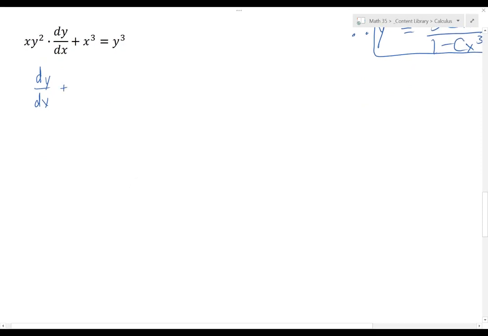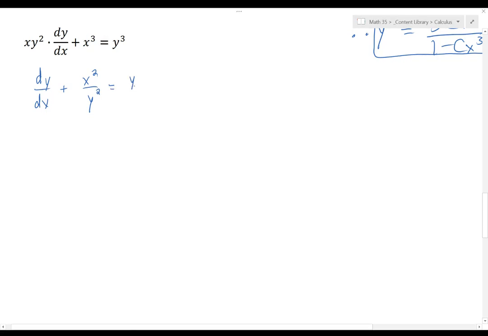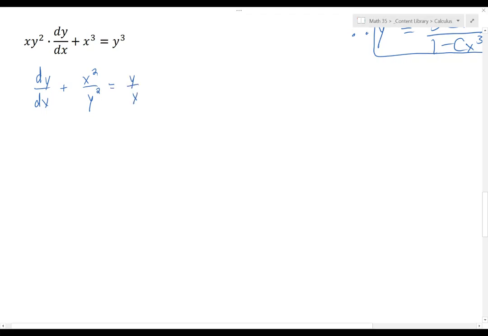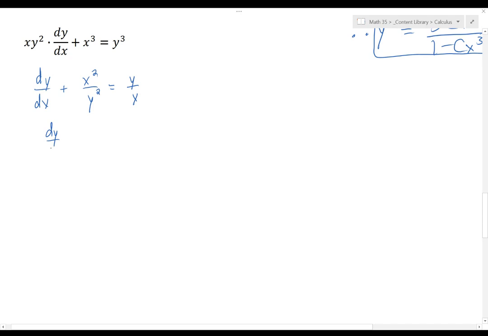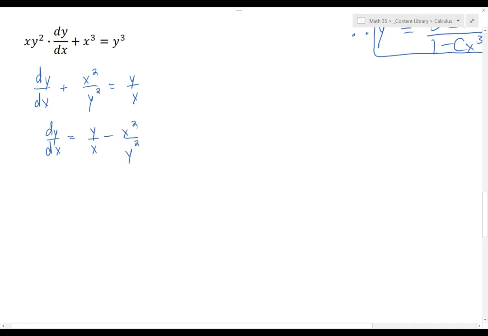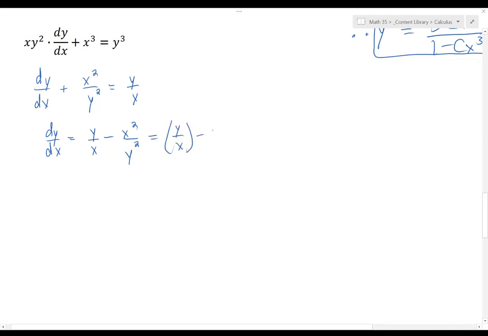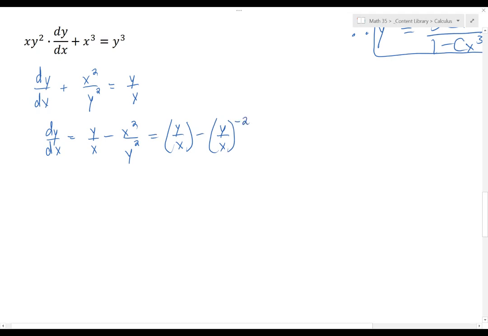plus, so here I get x cubed divided by xy squared, which is x squared over y squared, equals y over x. Oh, hold on. So we've got dy dx equals y over x minus x squared over y squared. I'm going to actually write that as, so I've got y over x, and I've got y over x to the power of negative 2. So that's because I'm looking for y over x, not x over y.